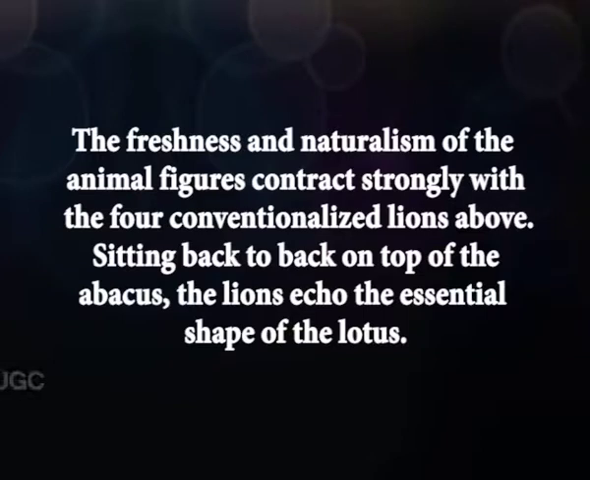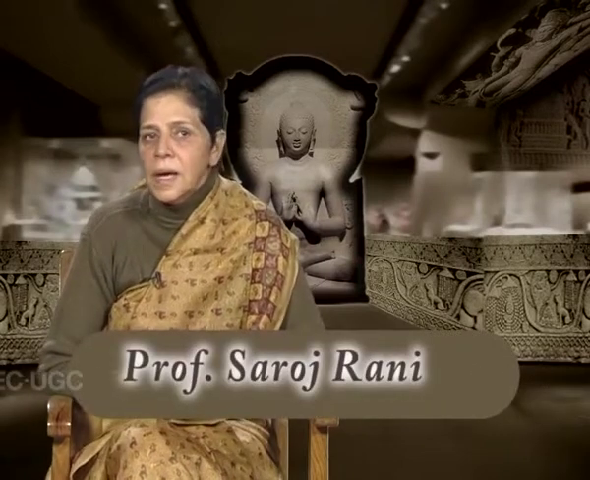The freshness and naturalism of the animal figures contrast strongly with the four conventionalized lions above. Sitting back to back on top of the abacus, the lions echo the essential shapes of the lotus, though the rippling curls of the mane, the upturned whiskers, and the shape of the lips are conventionalized. The snarling mouths and bared teeth look very real.